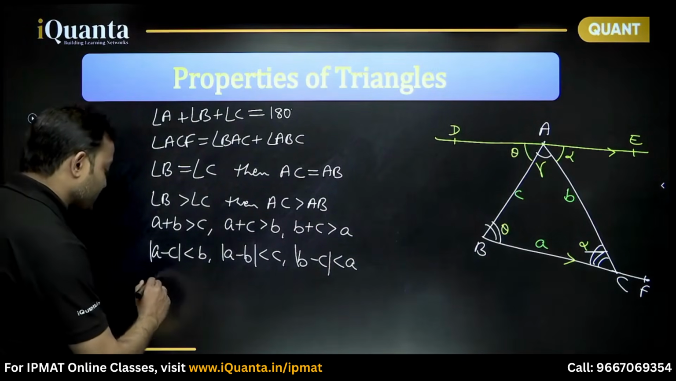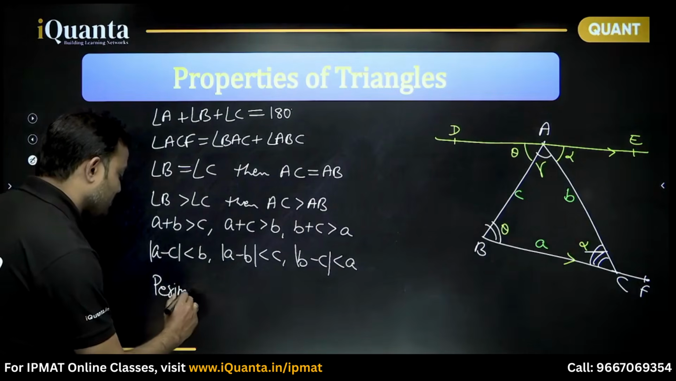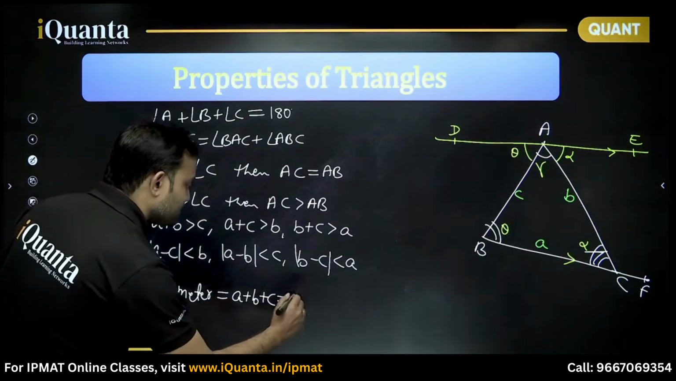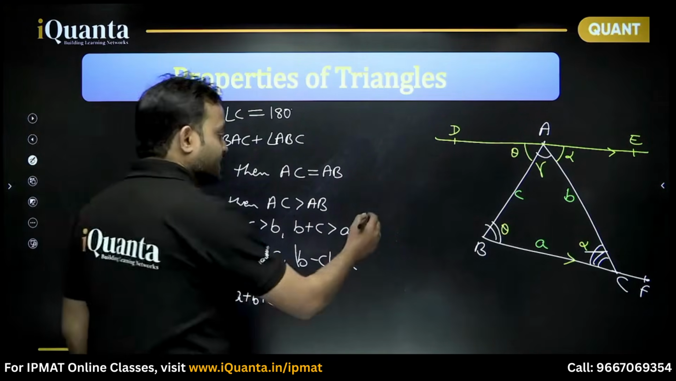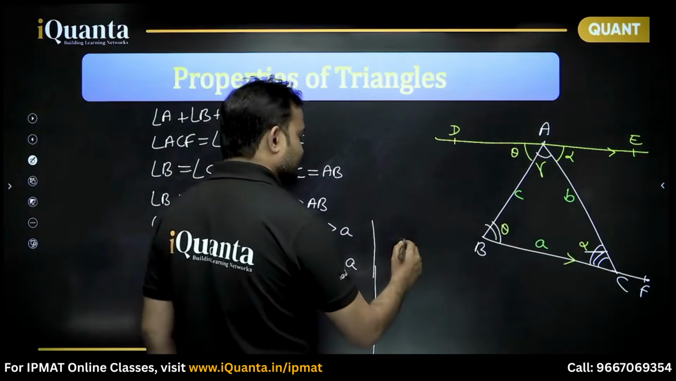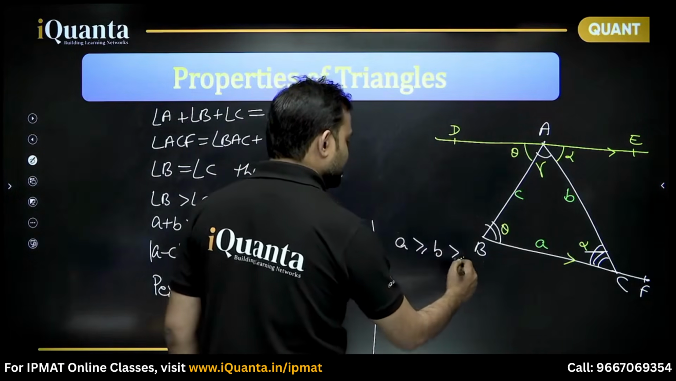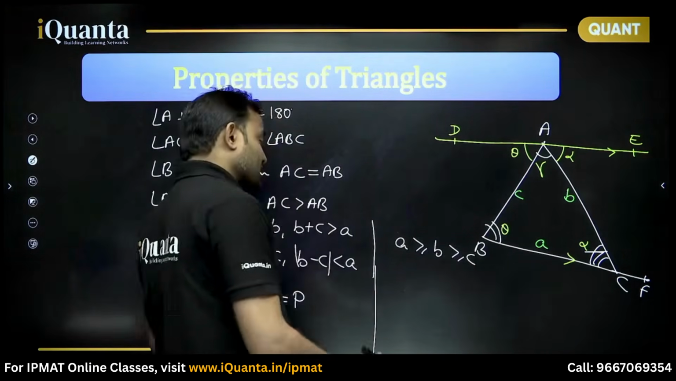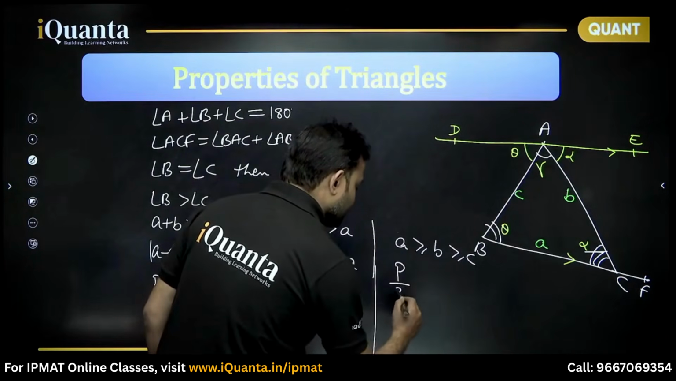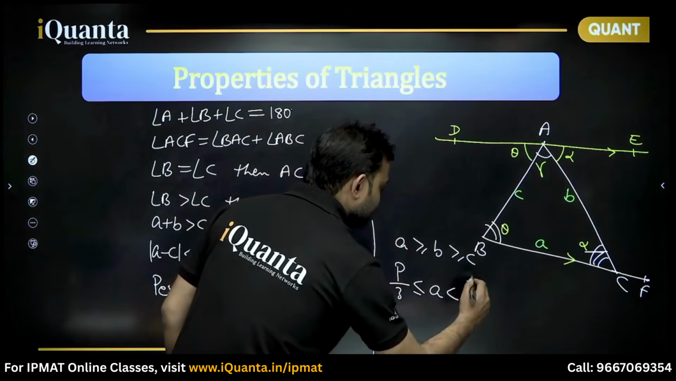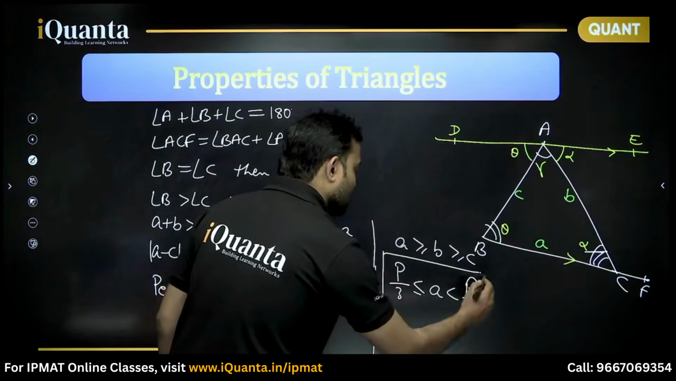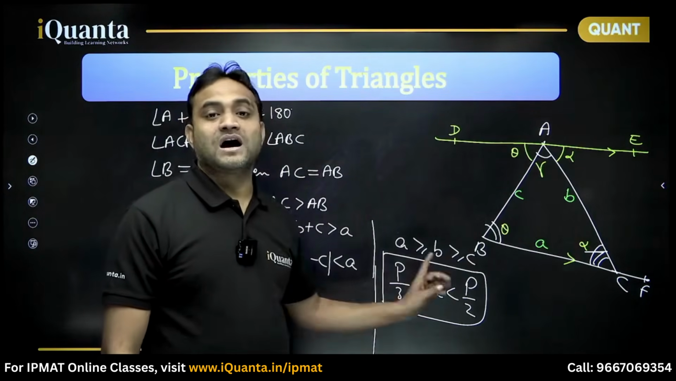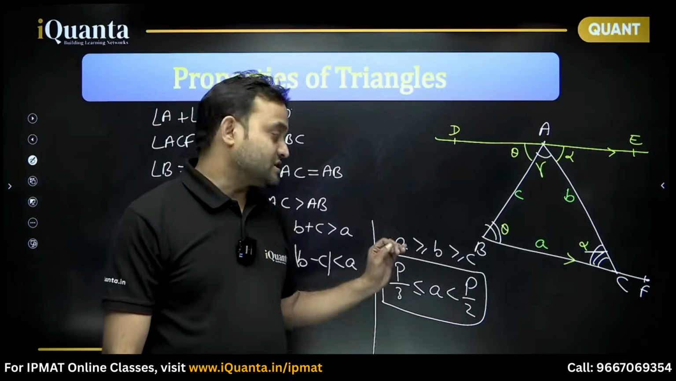Now, what will be the perimeter of this triangle? Can we say the perimeter of this triangle will be equal to a plus b plus c, which is equal to P. And if the sides of this triangle are a ≥ b ≥ c, means a is the largest side possible, then the relation we get between the perimeter of a triangle and the largest side is this. Means the largest side will always be greater than or equal to 1/3 of the perimeter and less than half of the perimeter. So this is a very important point.